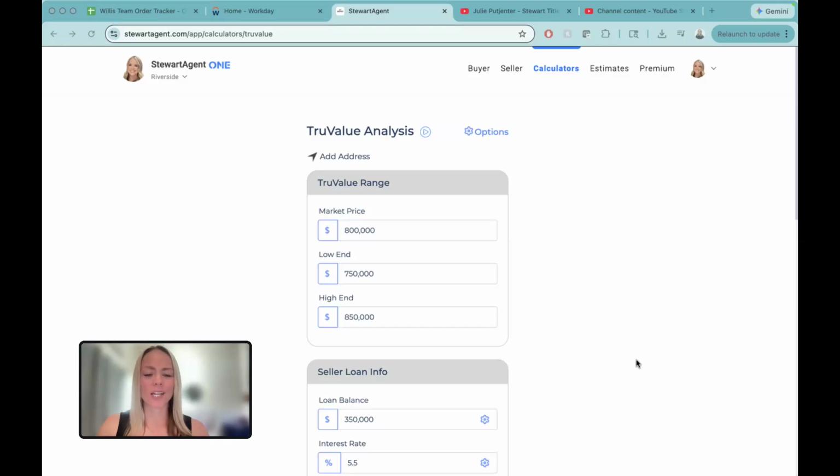All right, it is March, and I am so excited to share the TruValue Analysis Calculator with you this month. This is a really great tool if you're meeting with a prospective seller and you're wanting to go over pricing strategy on where to list the home. So let's jump into it.